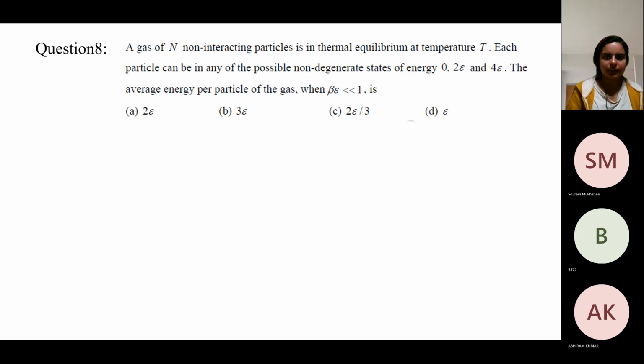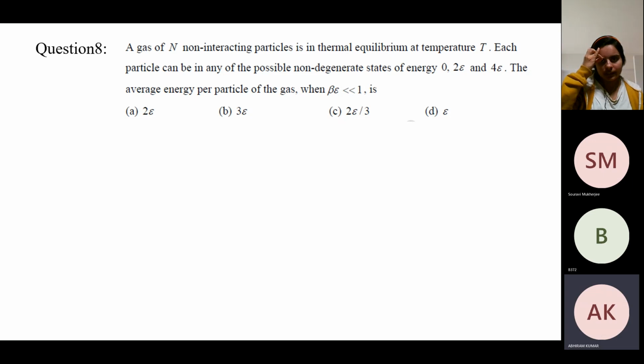You know what Z is, right? Z would be e to the power minus beta 0 plus e to the power minus beta 2 epsilon plus e to the power minus beta 4 epsilon. That is your Z, like you're doing it for one particle. Yes, so that is fine.